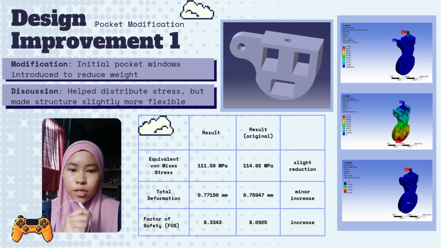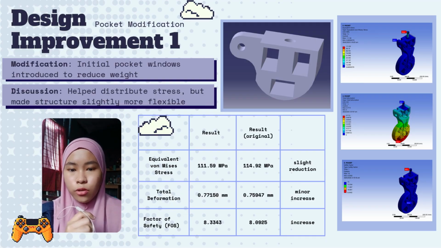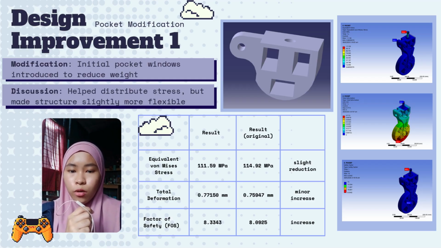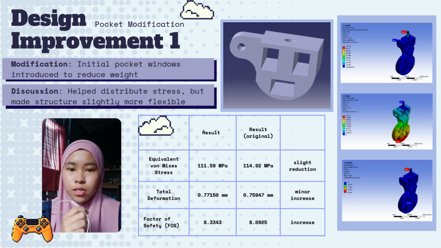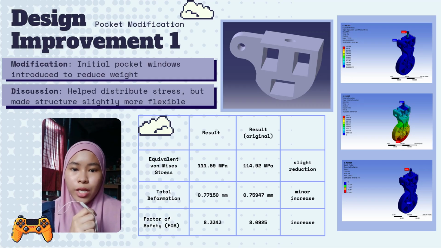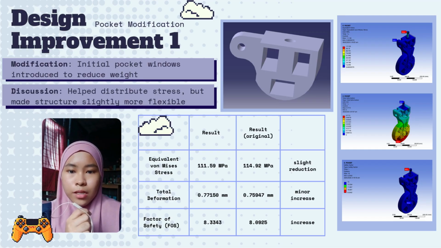Let's start with our design improvement 1, where we introduce initial pocket windows into the pivot housing. The main goal here was to reduce the overall weight of the component. Looking at our result, we saw the peak stress, the equivalent von Mises stress, slightly reduced to 111.95 MPa from the original, which is 114.92 MPa. This also led to a small increase in the factor of safety to 8.3343.